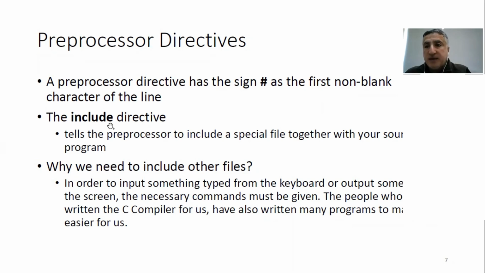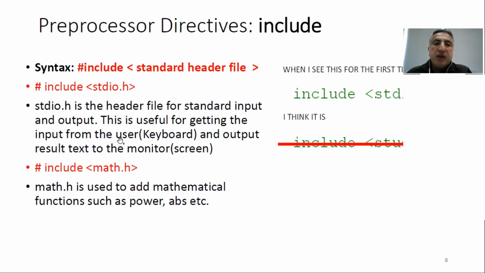As I explained that, remember the linker? The linker needs to put some things together, right? Object files. So in the include directive, we are specifically telling that which libraries we are gonna link together. I will show some example here. Mostly you are gonna use these: hash, include, less than, standard, input, output, dot, header file, and greater than.